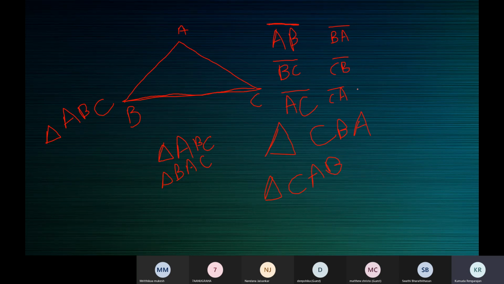Each side can be named in 2 ways. You can say side AB or side BA. Both represent the same side. Line segment AB, line segment BA. Then this is another side, BC or side CB. Both represent the same side. So this is the second side. Then line segment AC or line segment CA.